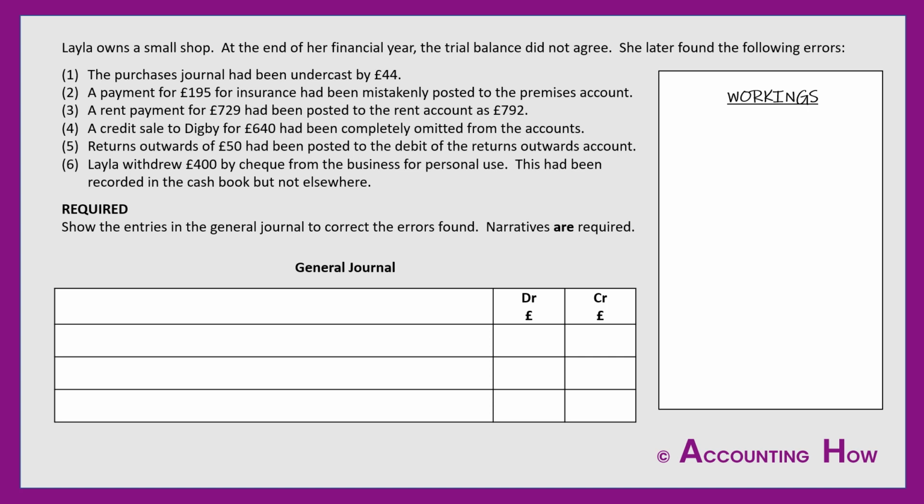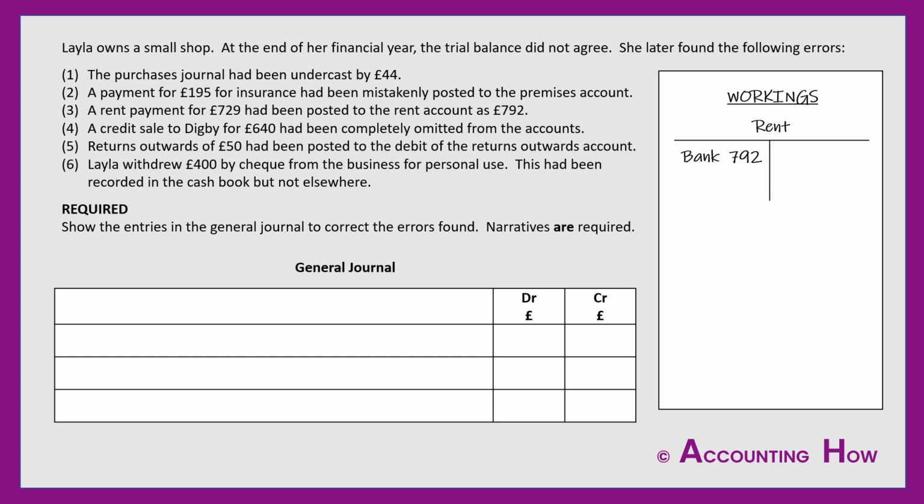Let's move on to error 3. A rent payment for £729 had been posted to the rent account as £792. My working, there's only one account involved, and that's the rent account. Start by showing what she's done. Rent is an expense, so expense accounts, we already know, are recorded on the debit, and she's put 792.